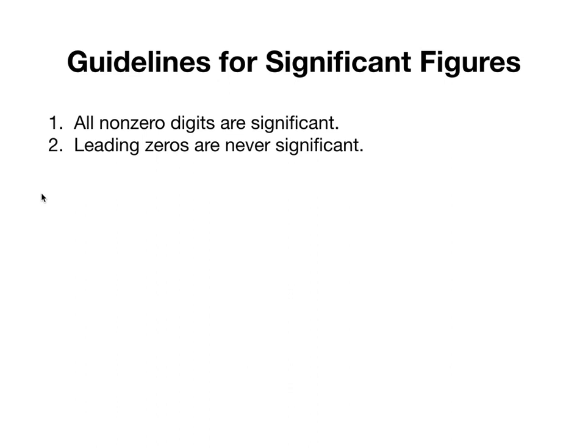Number 2, leading zeros are never significant. Okay, leading zeros. So if I have 0.567, okay, the 5, 6, and 7 are significant, but that's a leading zero. It's not significant. So that number has 3 significant figures. Okay, if we have this number, 0.000027, this only has 2 significant figures. Okay, these 2 digits are significant. These are leading zeros. They're not significant.